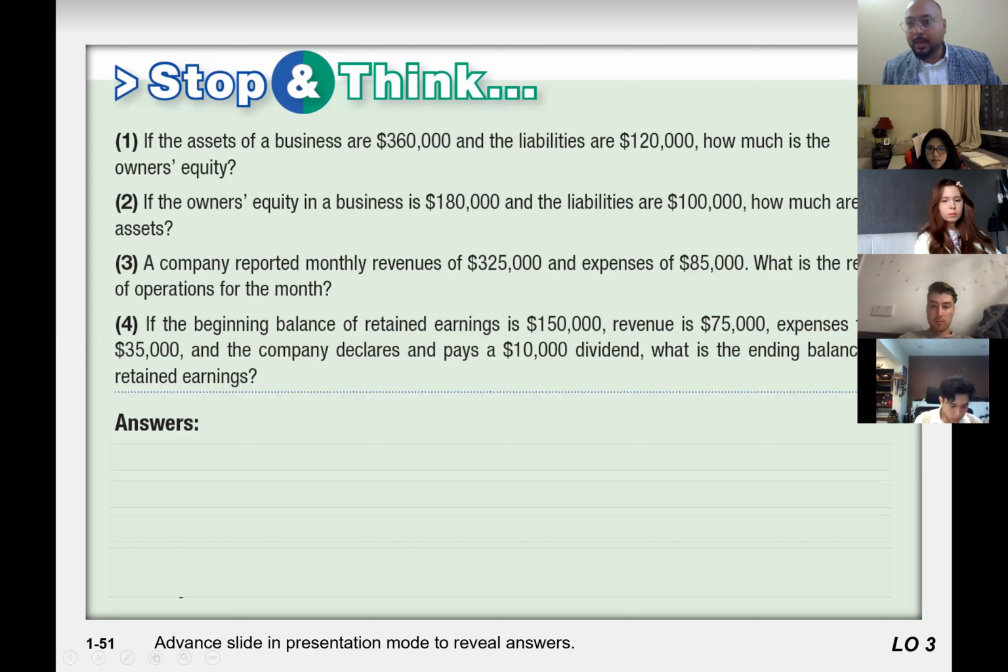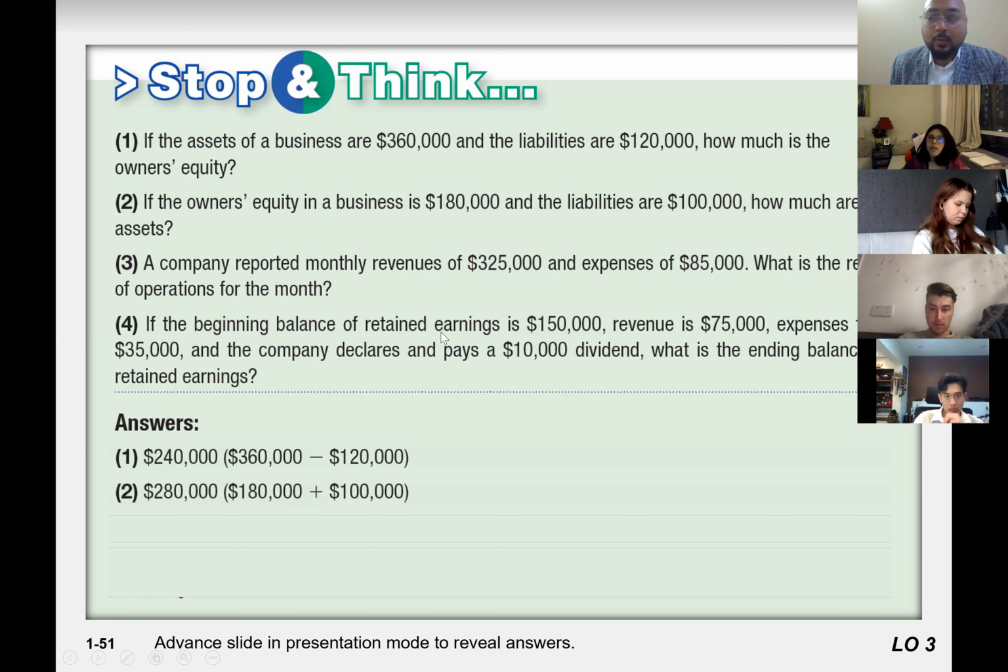Okay, class, welcome back after the breakout room activity. I have received your class or group activity, so let's discuss the answers one by one. If the assets of a business are 360,000 and the liabilities are 120,000, how much is the owner's equity? 240,000, right? Second one, if the owner's equity in the business is 180,000 and the liabilities are 100,000, how much are the assets? You can just add them, it's 280,000.